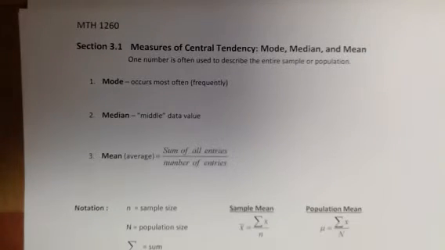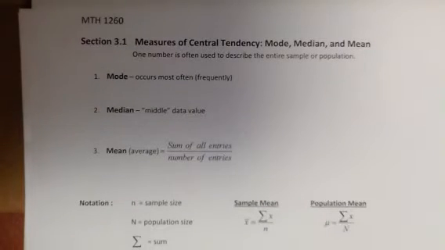In Chapter 3, we begin talking about different numerical measures that we use in descriptive statistics. In Section 3.1, we look at different measures of central tendency. This is where one number is used to describe the entire sample or population, and it's used to describe where most of the data are centrally located. There are three measures that we'll use: the mode, median, and mean. So in this section, we'd like to calculate the mode, median, and mean.